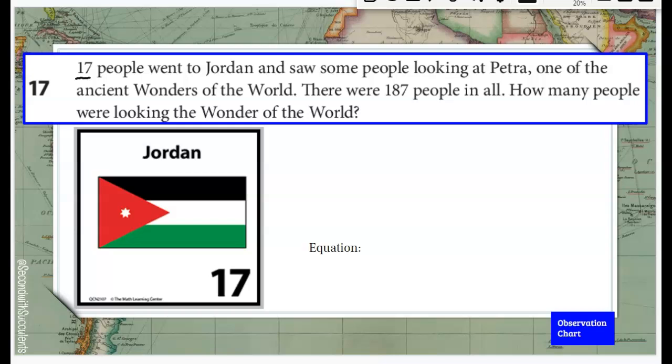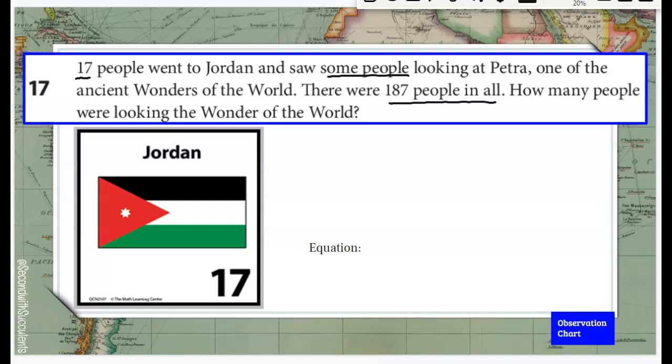17 people went to Jordan and saw some people looking at Petra, one of the ancient wonders of the world. There were 187 people in all. How many people were looking at the wonder of the world? What's missing? What do I need to know? Write your equation.